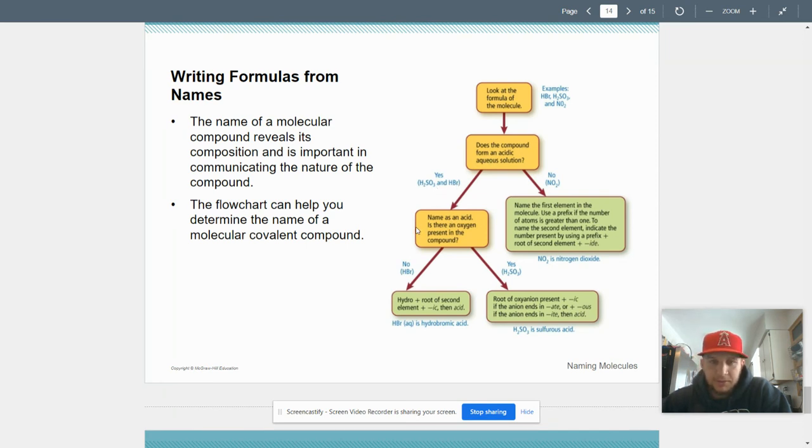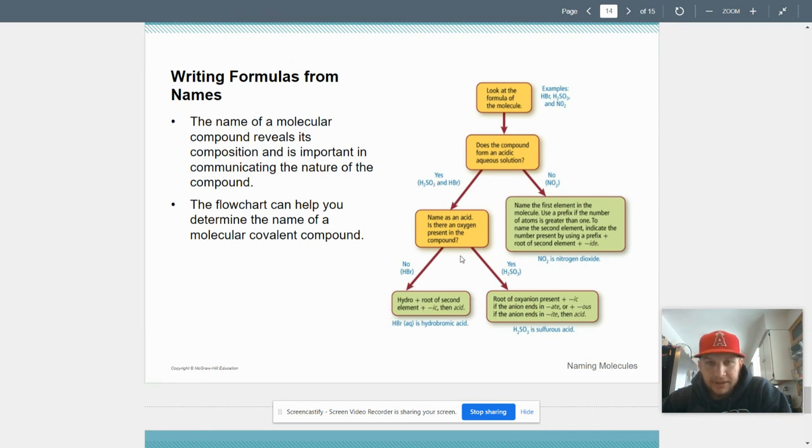And then our next question that we're going to ask is, name as an acid. Is there an oxygen present in the compound? Now we have one of each here. Let's just look at HBr. This one says no. So if it's no, we use hydro as an indication of that H, and then our root, which is going to be brom, and then ic. So HBr is hydrobromic acid, which is that right there.